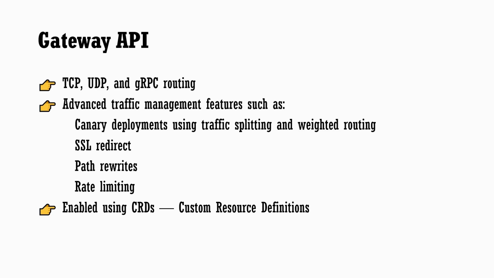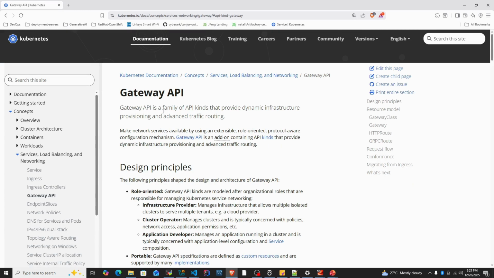Let me take you to the official Kubernetes documentation for Gateway API on kubernetes.io. So this is the official Kubernetes documentation for Gateway API. If you look at this page, you will notice that Gateway API is described as a family of API kinds that provide dynamic infrastructure provisioning and advanced traffic routing. This is very similar to how Ingress works. Ingress itself is an API that Ingress controllers understand and implement. In a similar way, Gateway API is a set of APIs that Gateway API controllers implement.